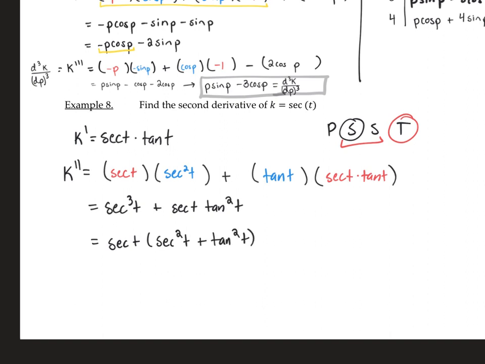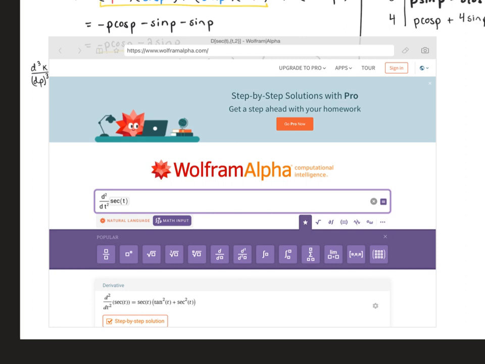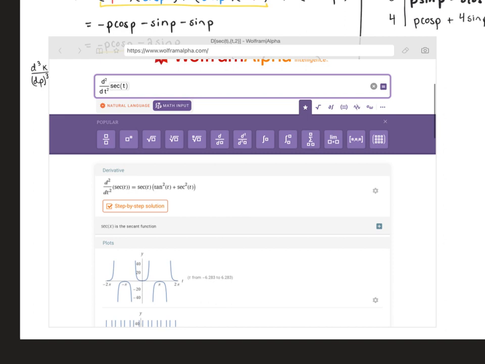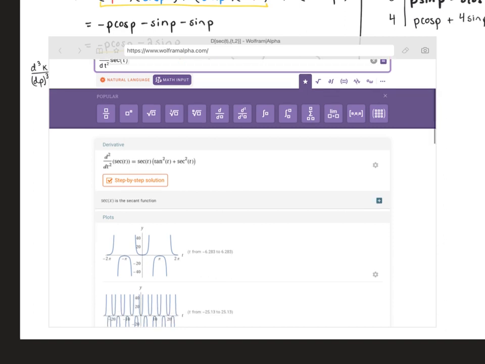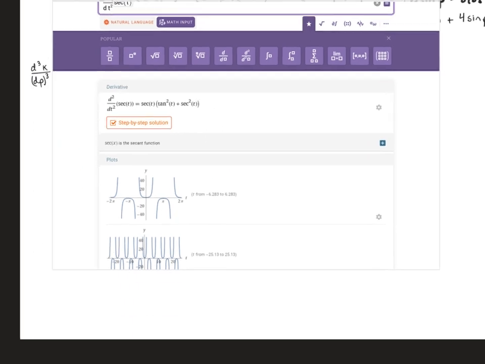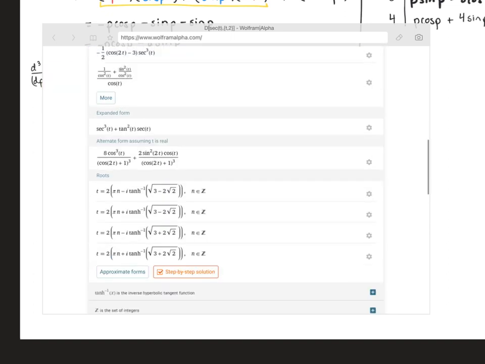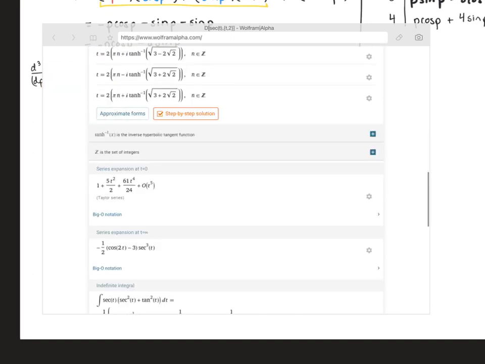Now, just out of curiosity, I want to see what happens if I check this in Wolfram Alpha. Okay, so I've already typed this into Wolfram Alpha, and I can see I did second derivative, and it gives me exactly the answer we had. I thought they might do something with either the tangent squared or the secant squared, because there is a Pythagorean identity related to those, but they just left it like it was. If you scroll down, oftentimes there will be some alternative answers, but none of the answers here look any better than what we started with.